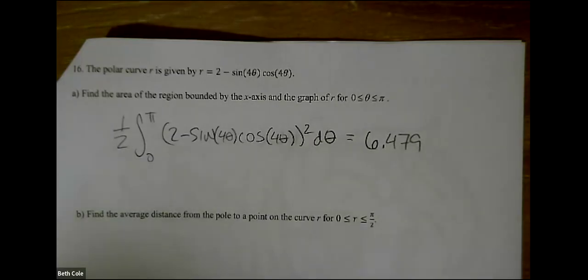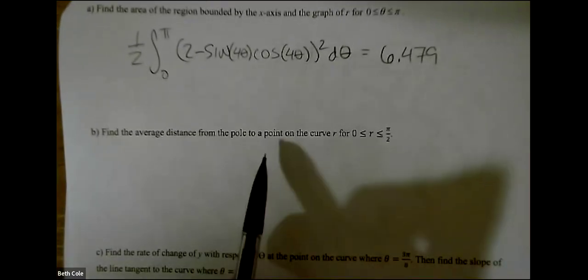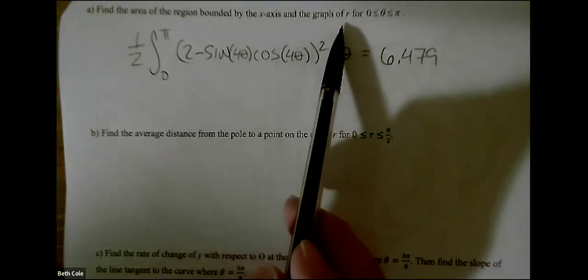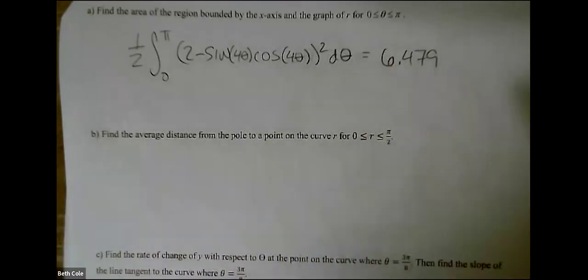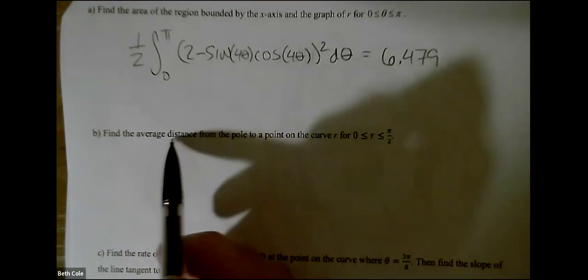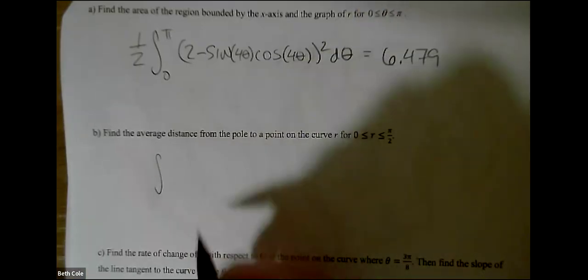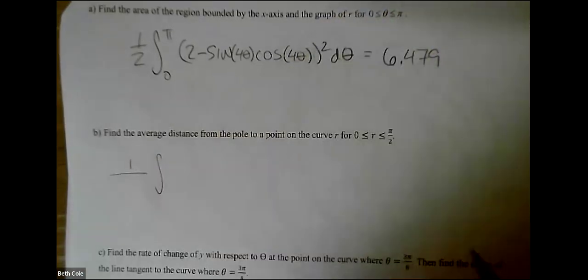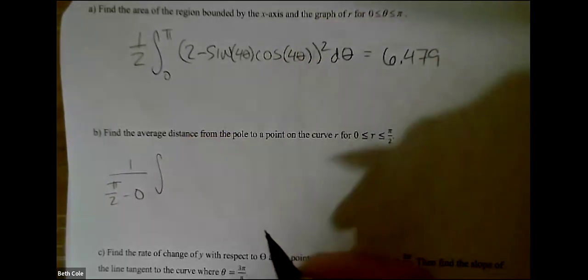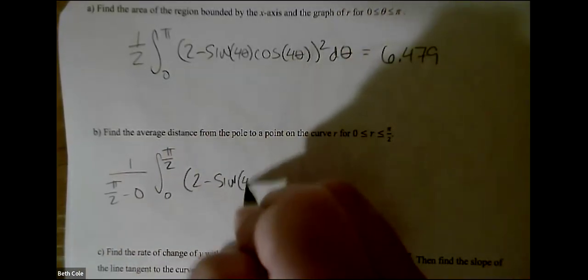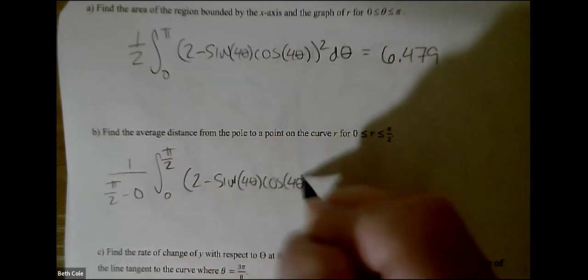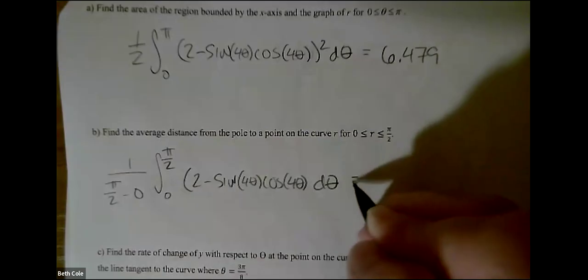All right, this is average distance. It's an average value from the pole. R is the distance from the pole. R is how far away from the pole you are. So it's just R. Average distance is just R. Average means that we need to put that fraction in front of the integral. So it's going to be 1 over pi over 2 minus 0. It'll just be pi over 2. And then integral 0 to pi over 2 of R. And we're going to put that in the calculator.